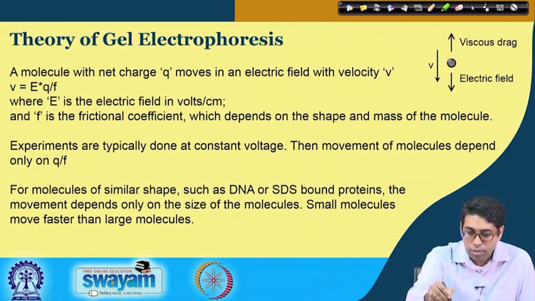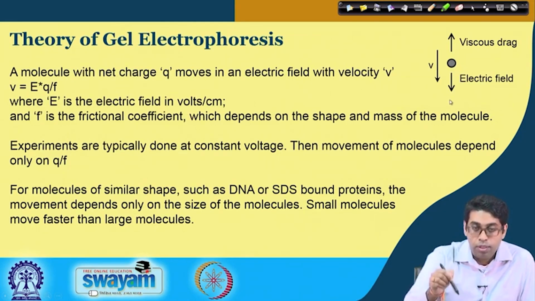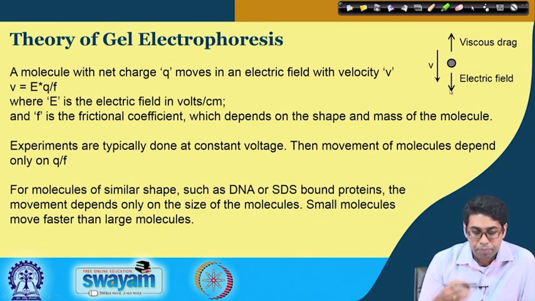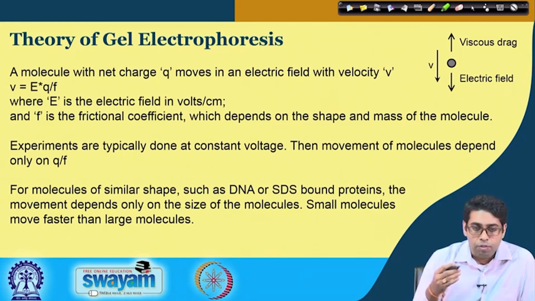So, this charged particle experiences an electric field. This electric field will push the molecule towards a positive or a negative terminal. If it is a negative charge, then it will start moving towards the positive terminal. Now, these gels have certain pores. So, when the molecules are passing through these pores, they face a friction.